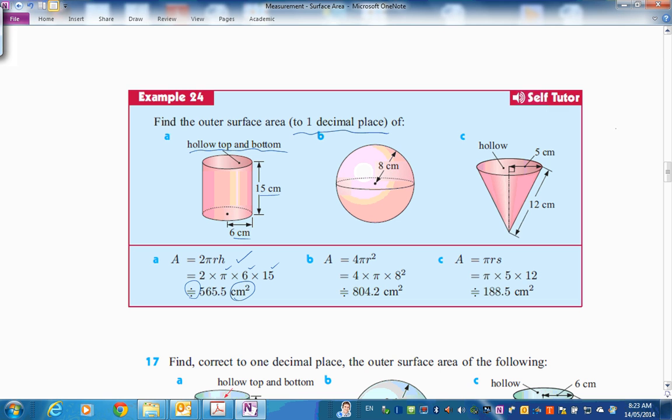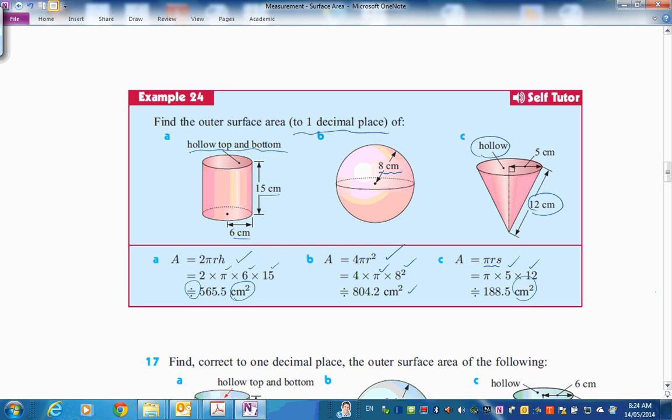And we've rounded it off, so it's approximately. And a sphere, radius is 8 centimetres. Write the formula, put the numbers in, state the units. And then the cone is just the curved surface, pi r s, because it's hollow. There's no bottom to it. It's like an ice cream cone or something. Okay, so pi r s. Remember, s is the slant height. Then state the units.